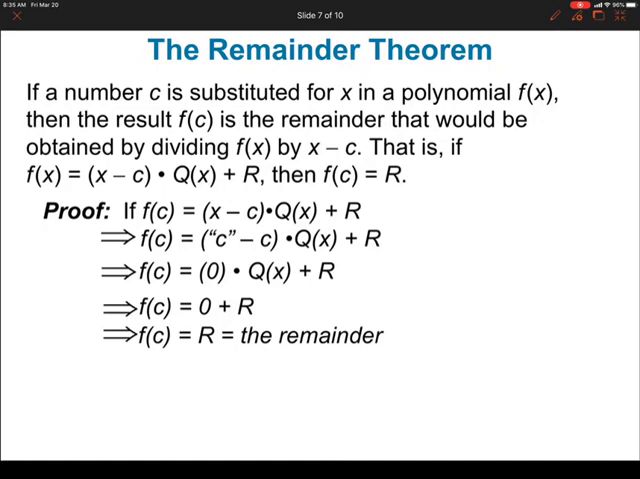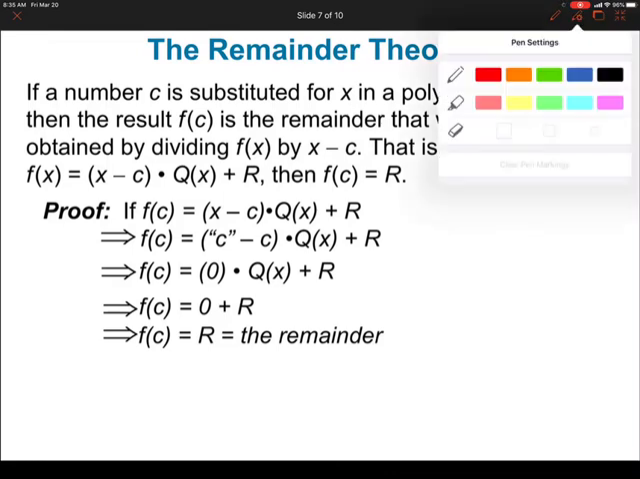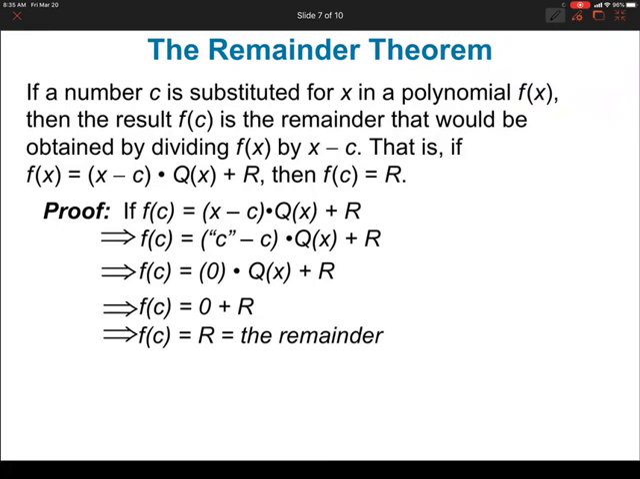Our check statement. Remember, dividend equals divisor times quotient plus remainder. So in this problem, here's our dividend, here's our divisor, our quotient, our remainder. So we know that's true in every polynomial division statement. So again, f of c will equal r.